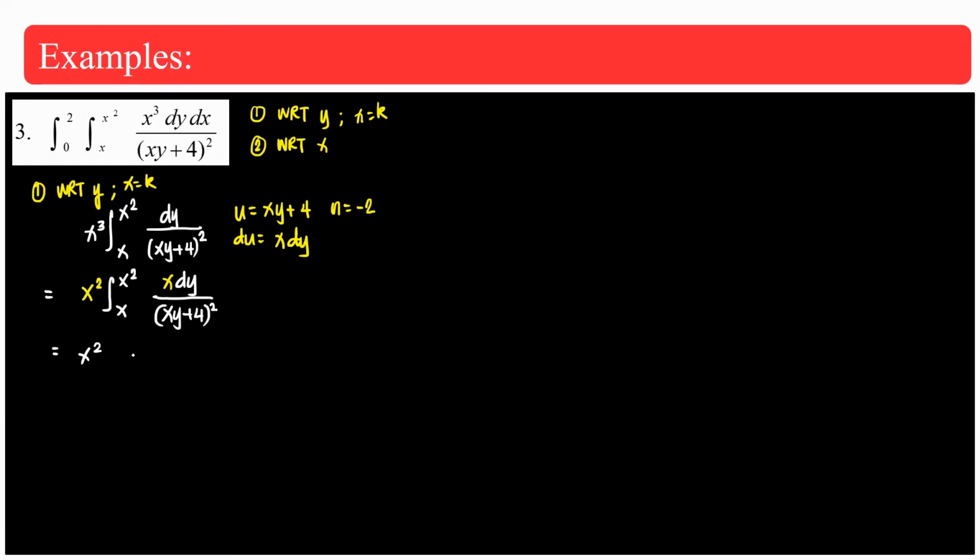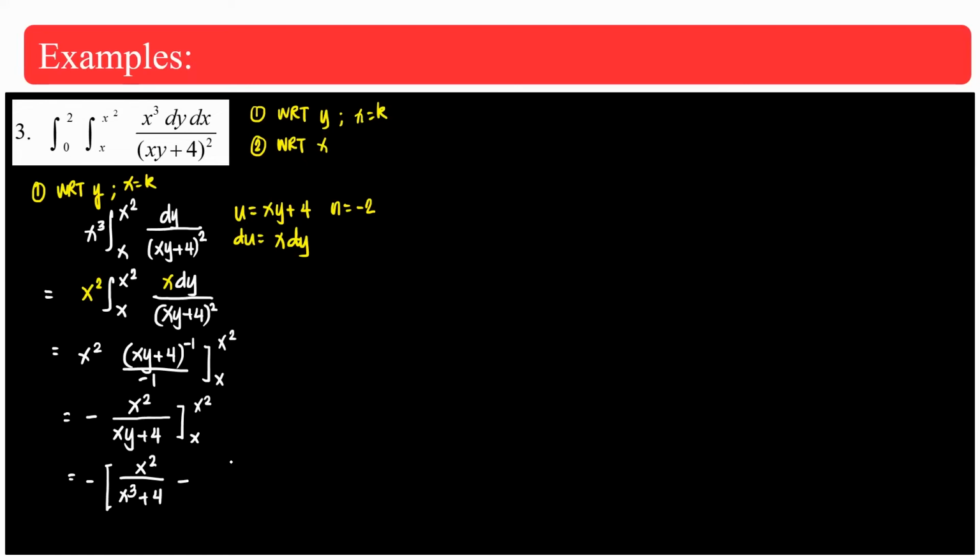x squared, this would then be xy plus 4 raised to -1 all over -1 coming from x up to x squared. And then let's bring that in. Let's bring out the negative sign, and then that's x squared all over xy plus 4 from x to x squared, negative of x squared all over here it becomes x cubed plus 4 minus x squared all over x and x, so x squared plus 4 only. And then let's just distribute the negative sign. They will interchange so that let's start with a positive.